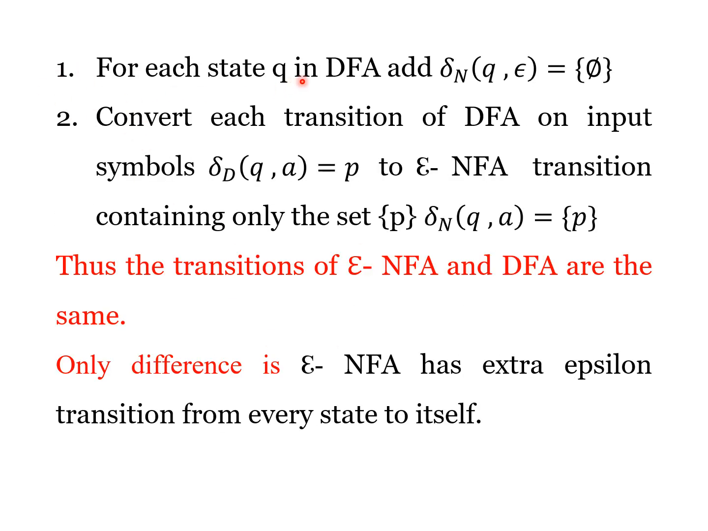So for each state Q in the DFA you have an equivalent transition pointing to a null set. And for each transition in the DFA, you have a transition in the NFA going to the set containing only p. Thus the transitions of the epsilon NFA and DFA are the same, and the difference is only the extra epsilon transition from every state to itself. The language accepted by the given DFA and the constructed epsilon NFA is the same.